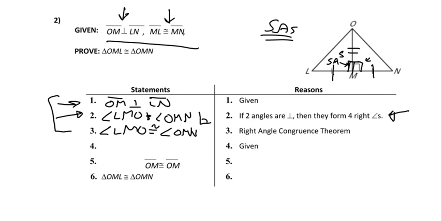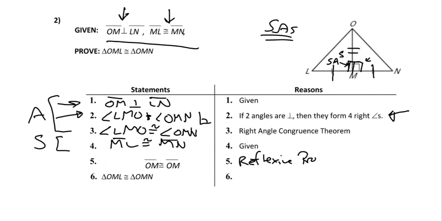So right here is our A. Now what is the other given? ML is congruent to MN. That looks like our leg part, but it's not a leg, it is an S congruent to an S. And then our last part is OM is congruent to OM by reflexive prop. That would be your other S. So it looks like SSA, but it's not. When you actually look at the figure, the angle is between the sides, so this would be SAS.